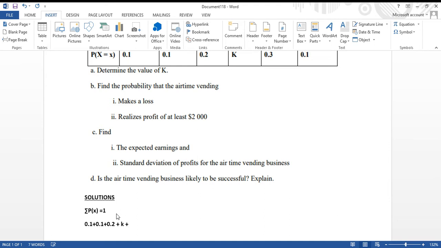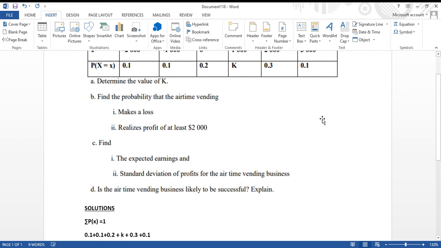I understand the calculation, but is it that probability is always equal to 1? Yes. And if you convert it to percentage, it is 100%. All right, thank you.